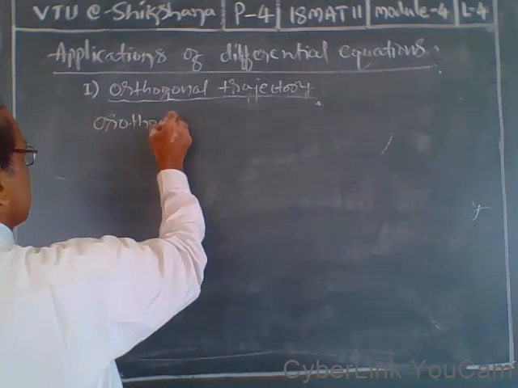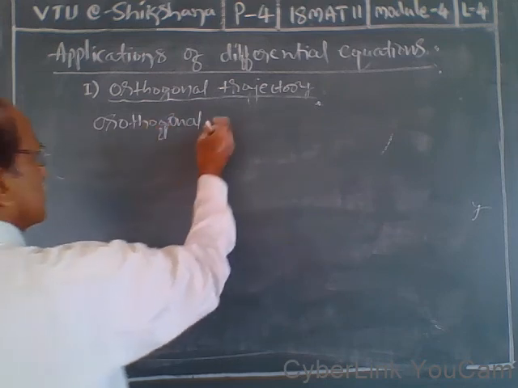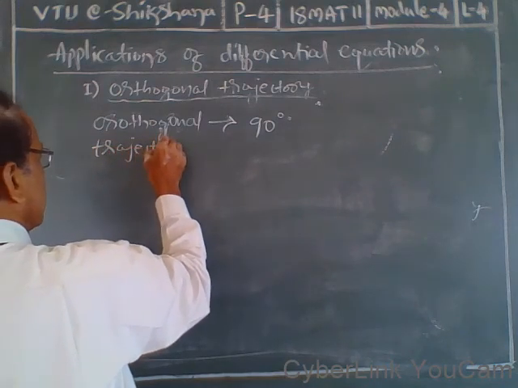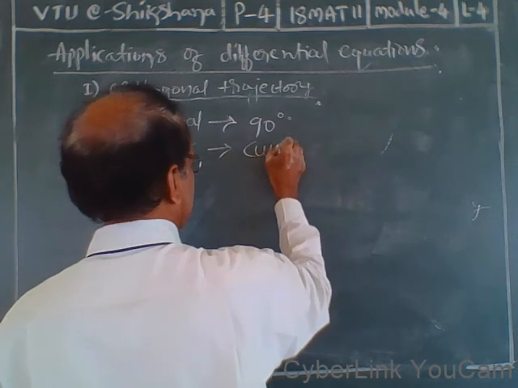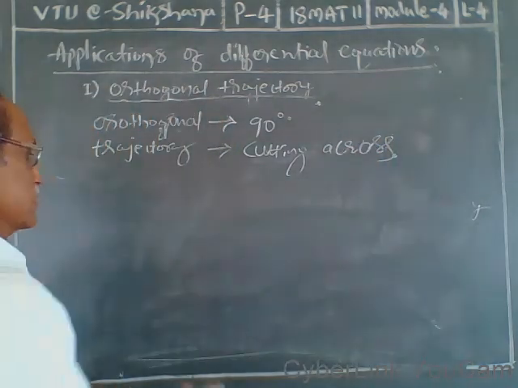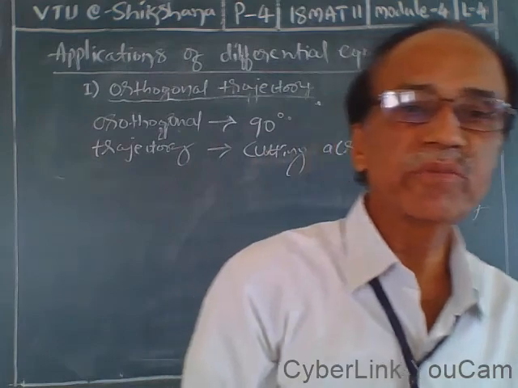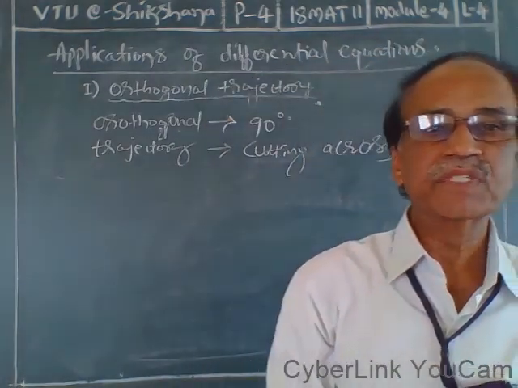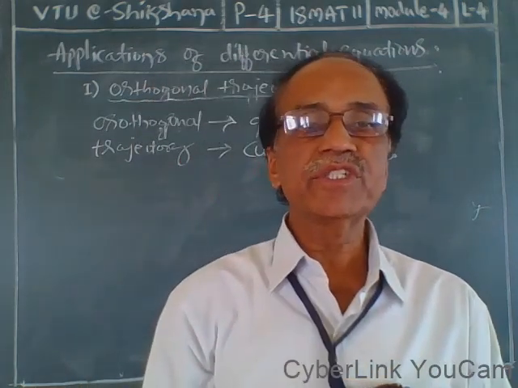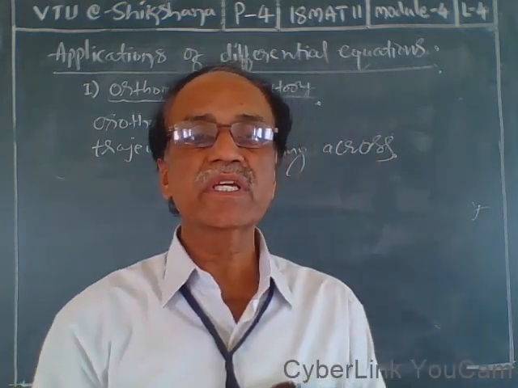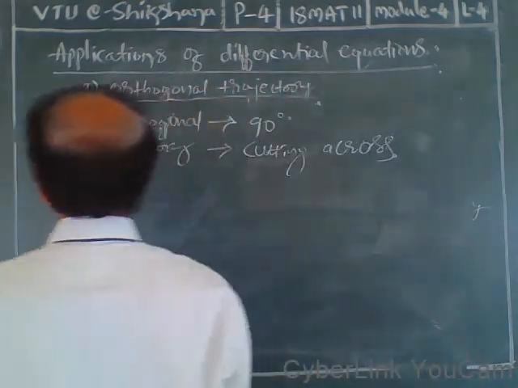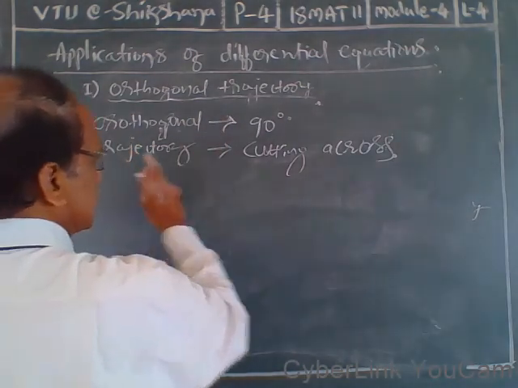Orthogonal implies two curves meet at 90 degrees, and trajectory means two curves cutting across. These things are very useful in fluid mechanics where streamlines and path lines intersect. Even in the trajectory which we observe in an orbit, there also we can measure the angles where two curves meet at 90 degrees. Orthogonal means 90 degrees, trajectory is cutting across.